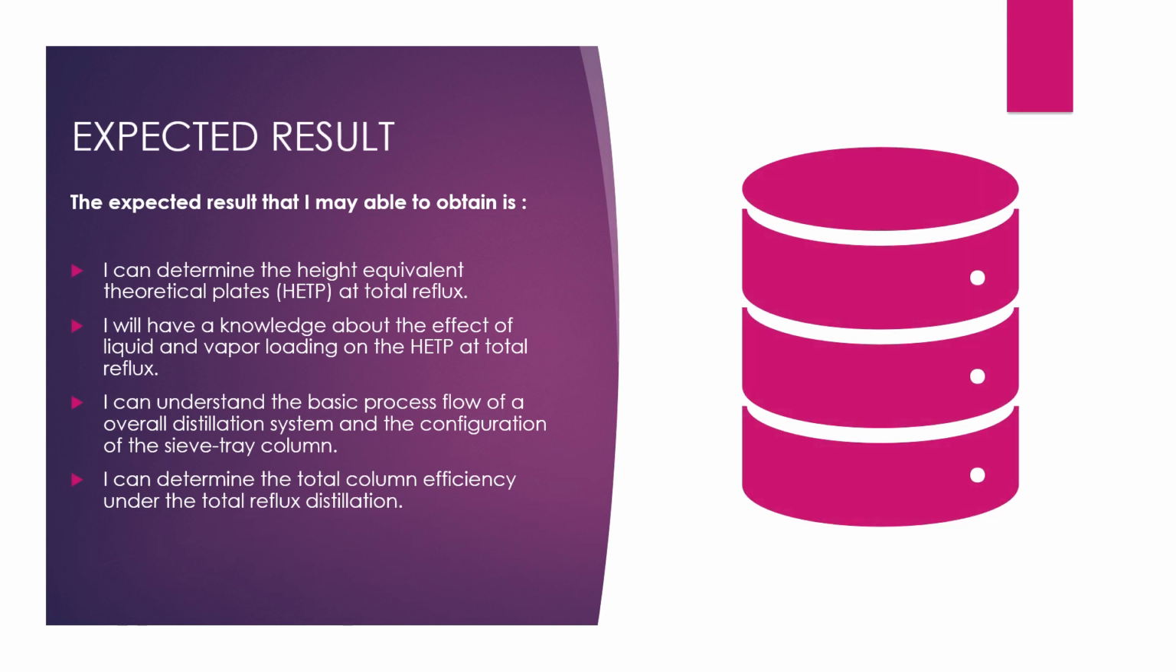Expected result. The expected result that I may be able to obtain is that I can determine the HETP at total reflux. I will have knowledge about the effect of the liquid and vapor loading on the HETP at total reflux. I can understand the basic process flow of an overall distillation system and the configuration of the sieve tray column. I can determine the total column efficiency under total reflux distillation.